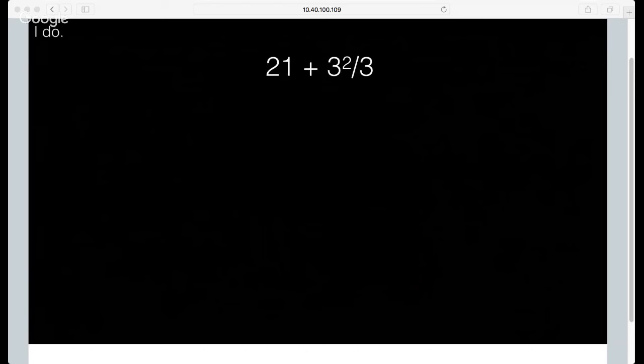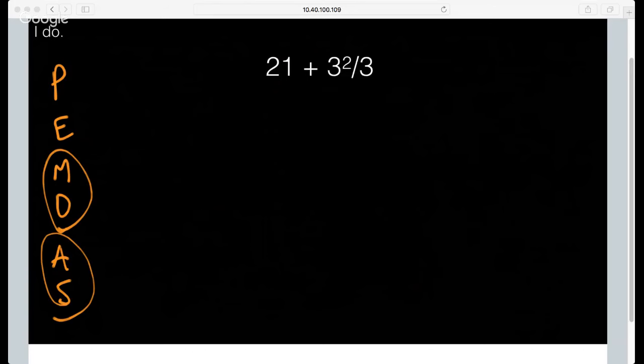So let's try this one. Let me put out my parentheses, exponents, multiply, divide, add, subtract. Let's do this again: 21 plus 3 squared divided by 3. Are there any parentheses? No. Are there any exponents? Yes. So we're going to work on that first. 21 will remain the same. The plus will remain the same. This will not; that will now be 9 because 3 squared is 9. But we still have that divided by 3 at the end.